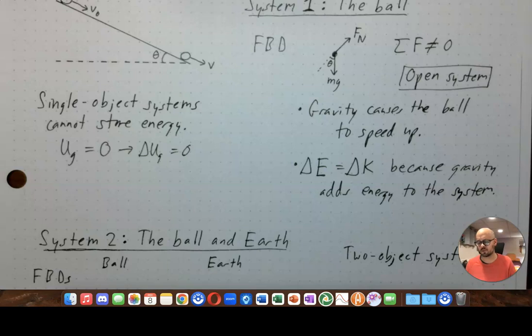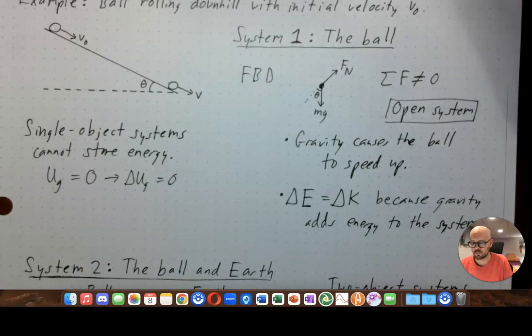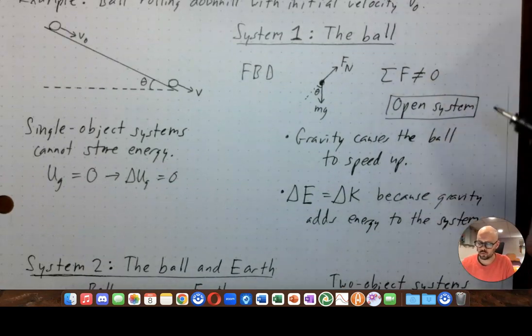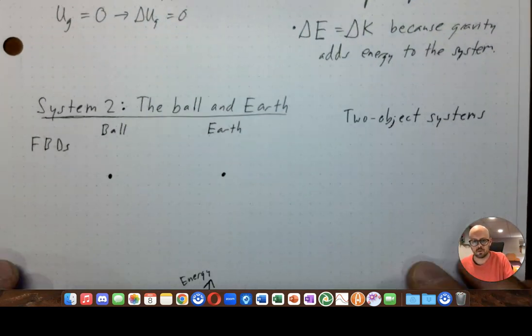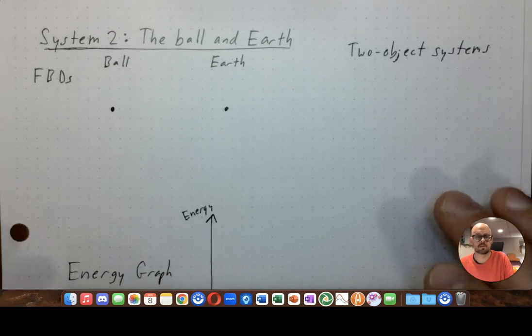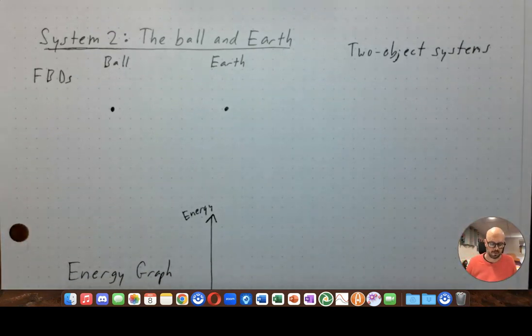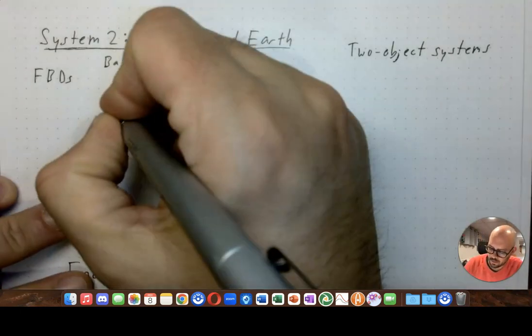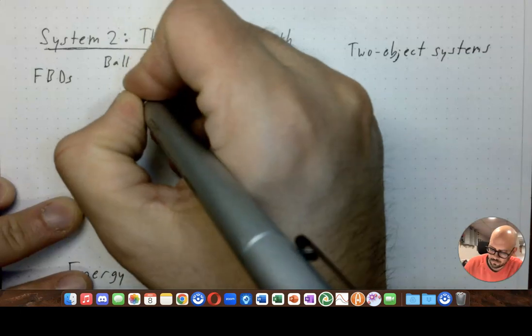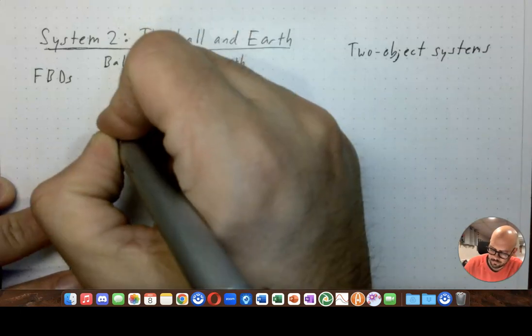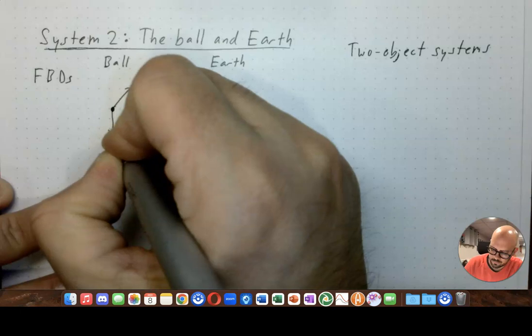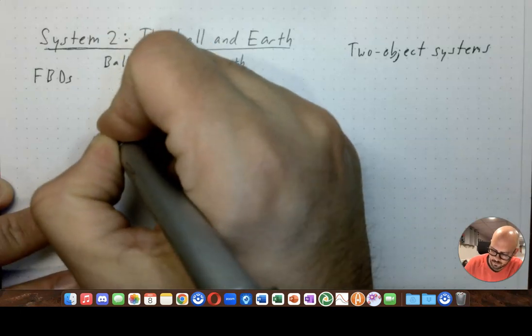Okay, so if the system is a single object, then only kinetic energy can you consider. As soon as we add another object, then we can start to have more complex analysis here. So same system, now we're going to analyze both the ball and the Earth. I'm going to redraw the free body diagram for the ball. I'm not going to draw the theta in there.